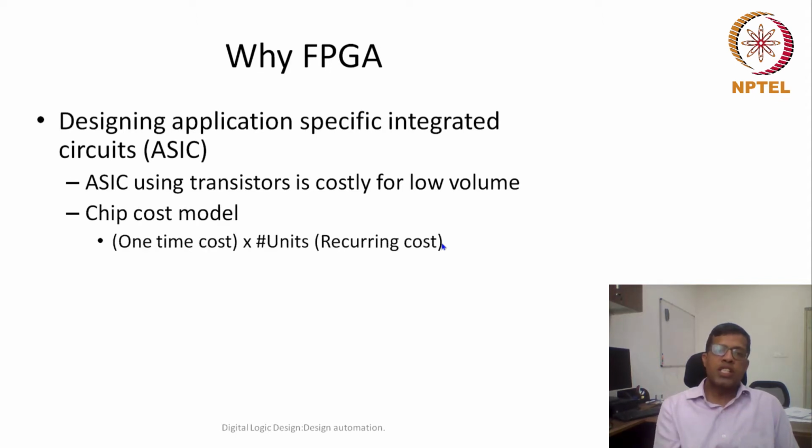Why? Because generally chip manufacturing or hardware manufacturing can be modeled as non-recurring cost plus number of units times recurring cost. Non-recurring cost means a one-time cost. So if the number of units, or the volume, is less, then this one-time cost, being a very high cost, could make this particular chip or this particular hardware a very costly hardware.